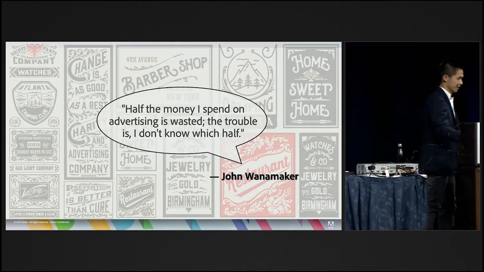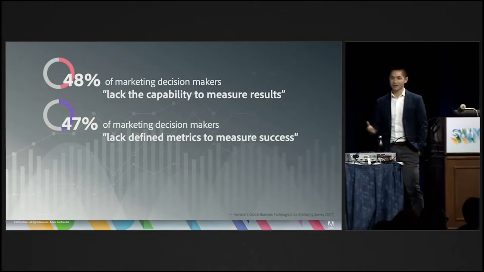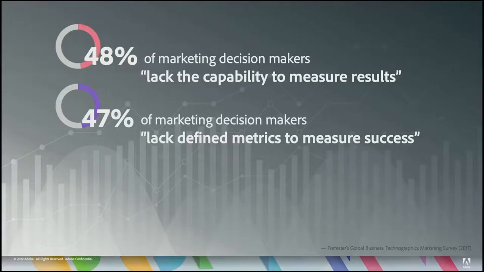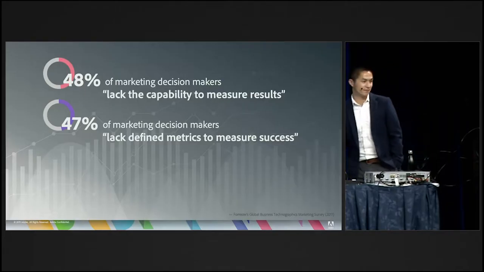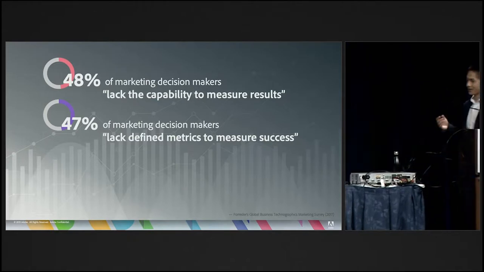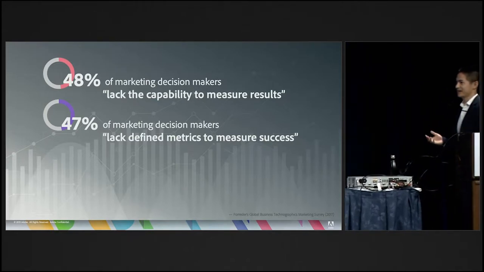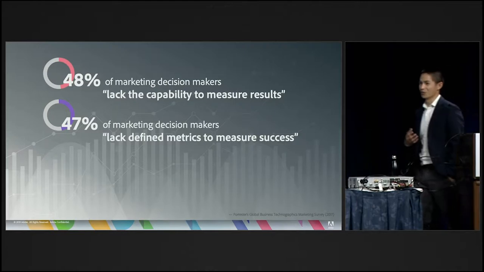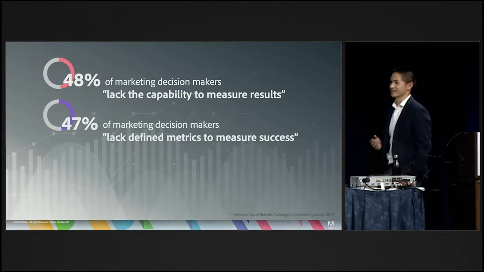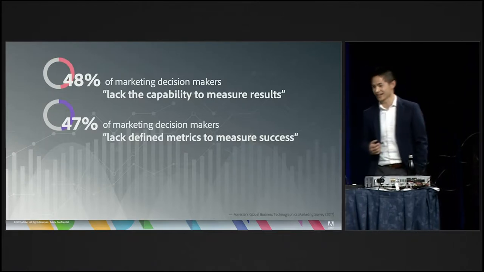And so if you fast forward over 100 years, marketers are still facing the very same problem. You see here, according to this Forrester study, 48% of marketing decision makers lack the capability to measure results. And perhaps even more surprisingly, they don't even have the metrics to define success. In other words, if you look to your left, if you look down at yourself, one of you, statistically speaking, really needs to pay attention to this session because you're not very good at it.